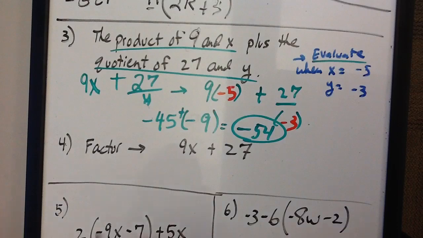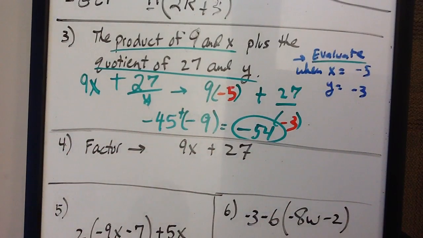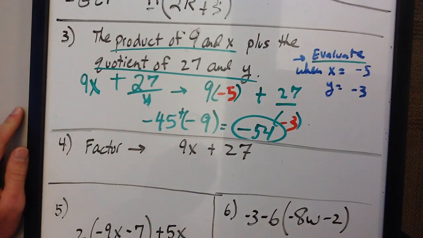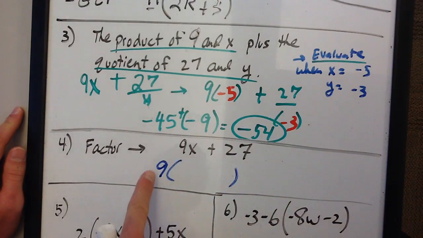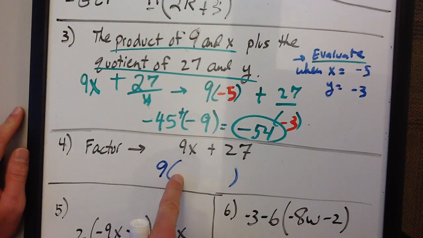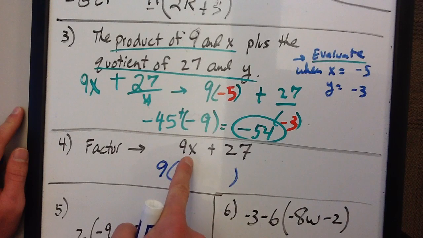Number 4, you have another factoring one. Similar to number 2. You're looking for the greatest common factor. What is a factor that can go into both 9 and 27? Well, 3 is a factor, but the greatest factor that can go into 9 and 27 is 9. That would be the greatest factor. So I'm going to multiply 9 times some expression. So 9 times what would give me 9x? Well, 9 times x would give me 9x.